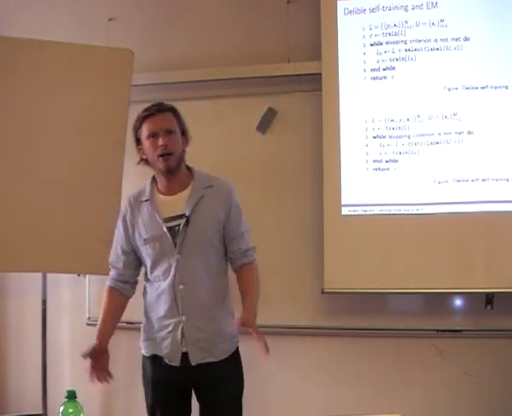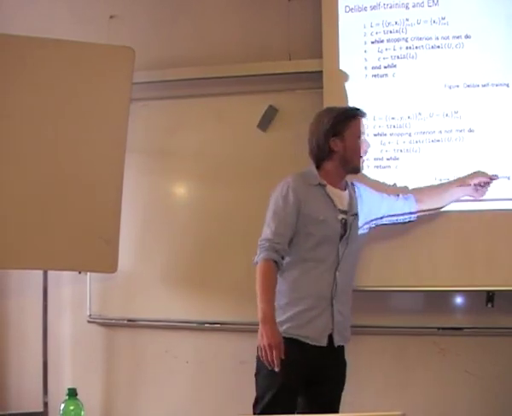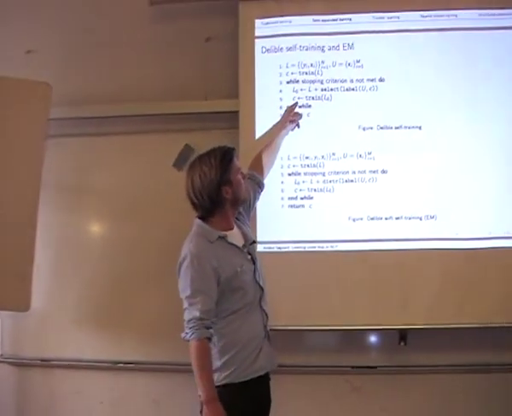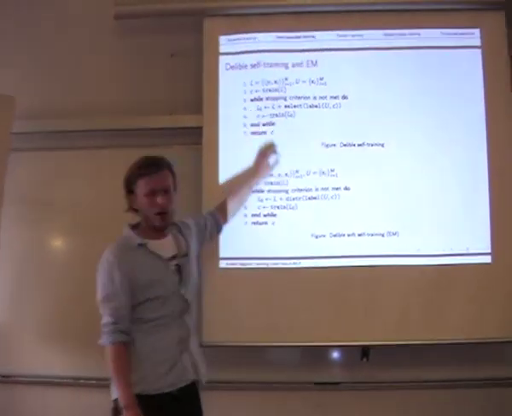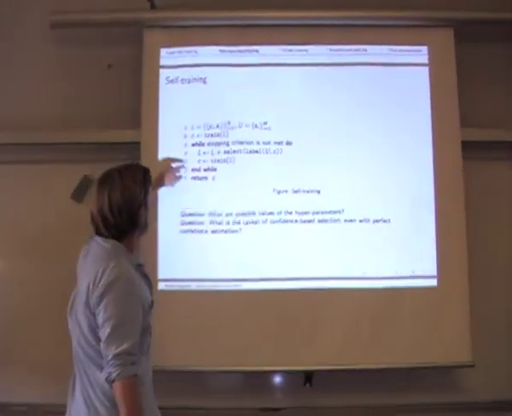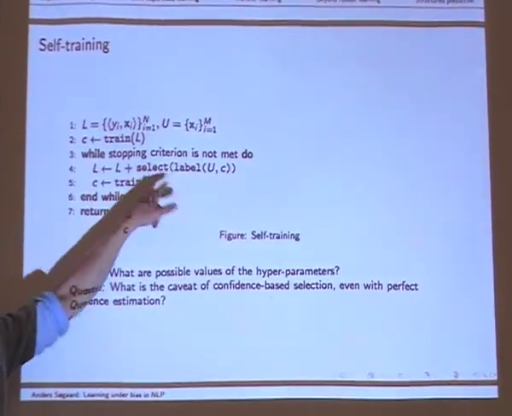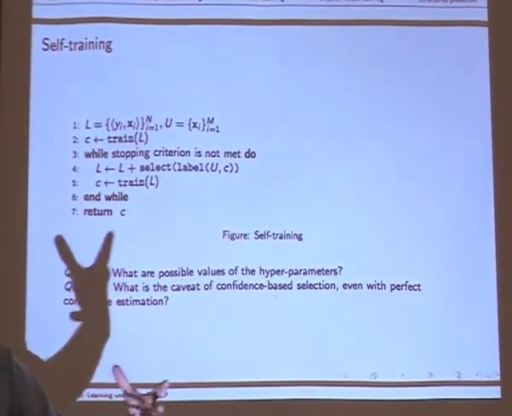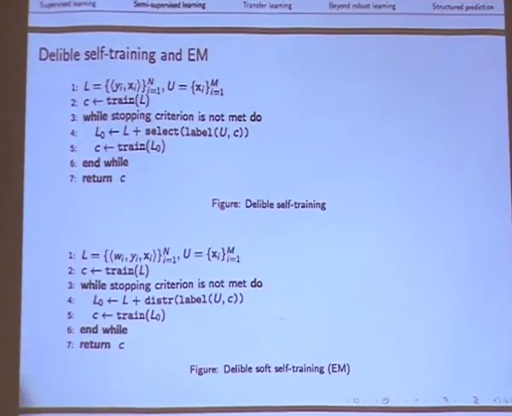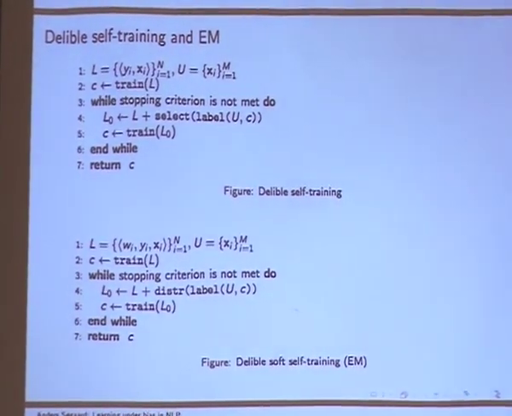There are variations. I want to go to EM, and one step along the way is this slight variation of self-training. Here we just have this L variable, that's the labeled data set, and we're just continuously adding data to the pile of labeled data that we're training our model on, potentially doing several iterations over the unlabeled data.